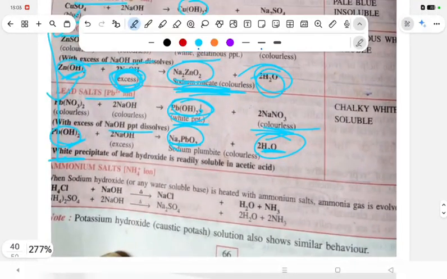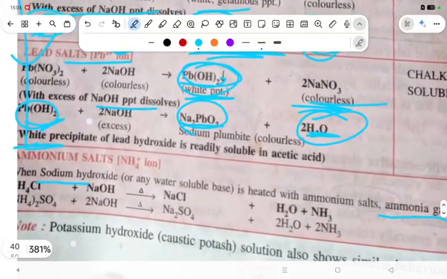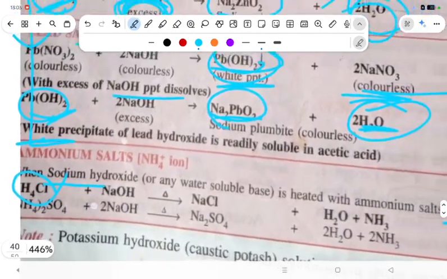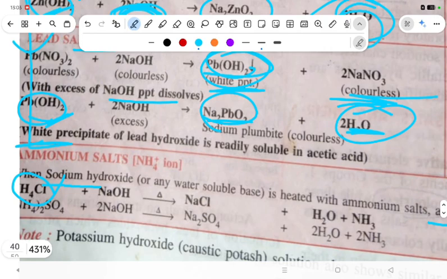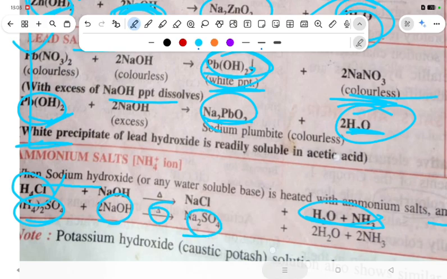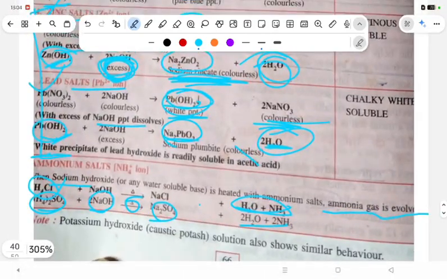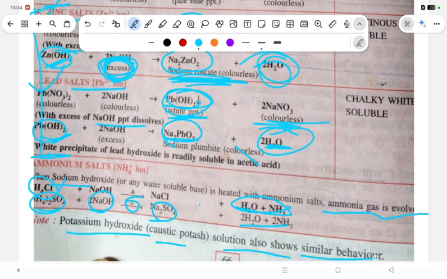Then ammonium salts: when sodium hydroxide is heated with ammonium salts, ammonia gas is evolved. NH4Cl plus NaOH, on heating, will form NaCl, water and ammonia gas. Ammonium sulfate plus NaOH, on heating, will form Na2SO4 plus water and ammonia. Important note: potassium hydroxide, caustic potash solution, also shows similar behavior.